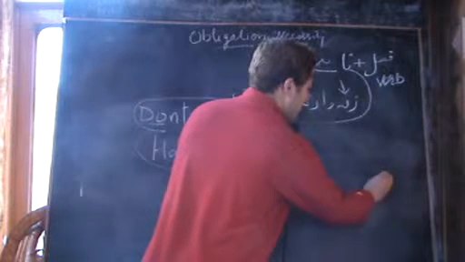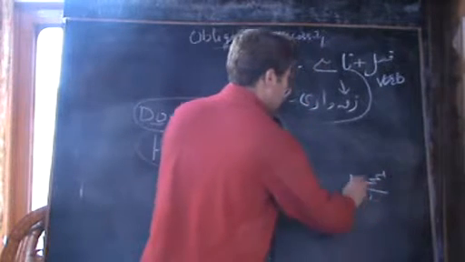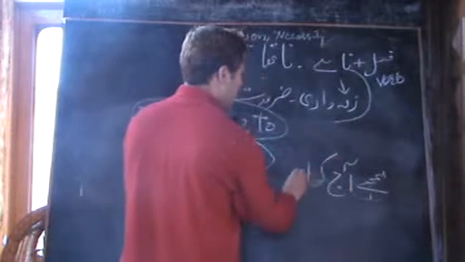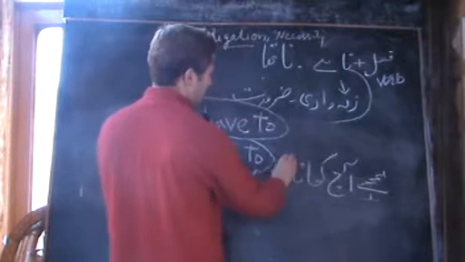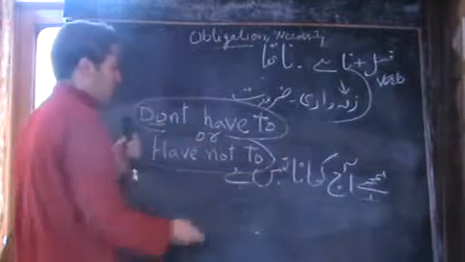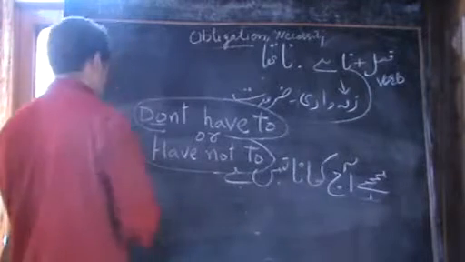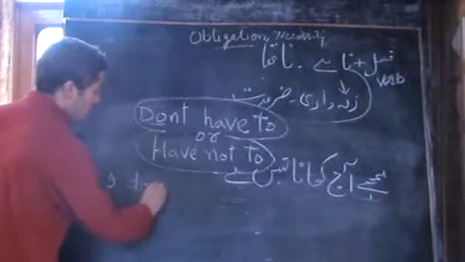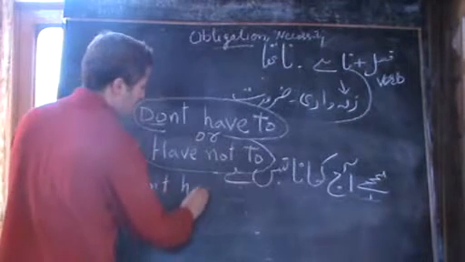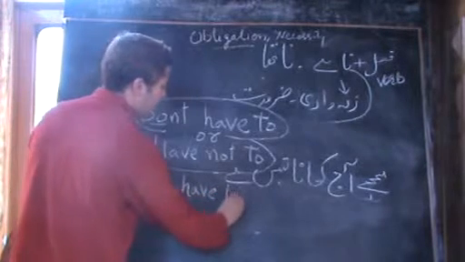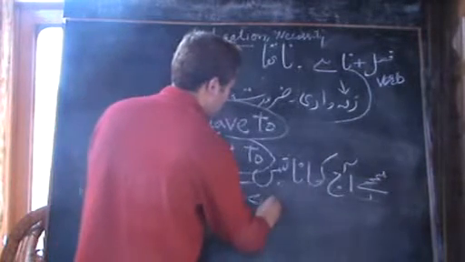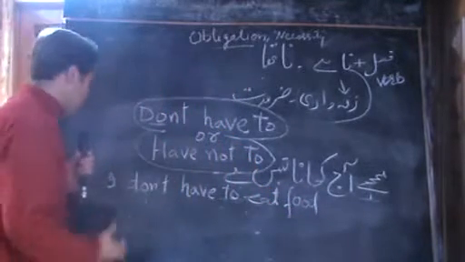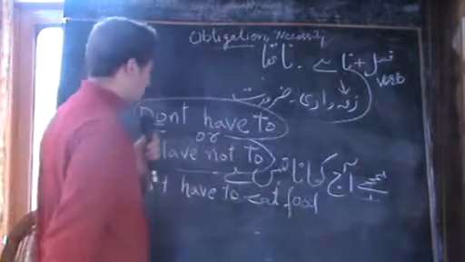Mujhe aaj khana nahi hai. So it's not necessary for me that I will eat today. I don't have to eat. So I will write here, I don't have to eat food. So I don't have to eat food, or you can start with today, I don't have to eat food.